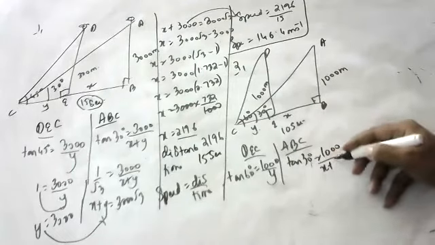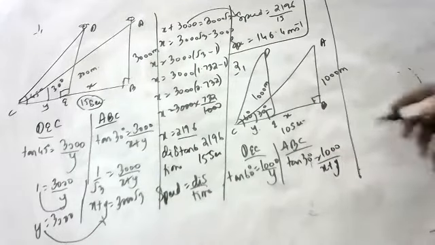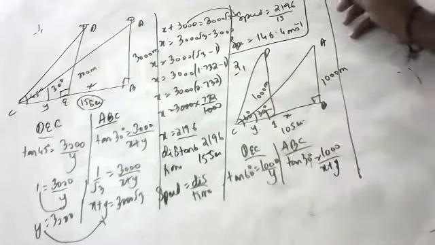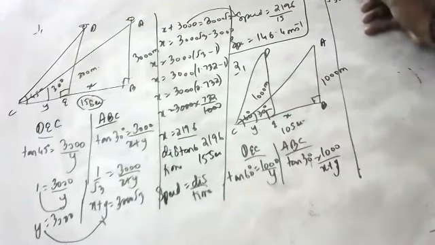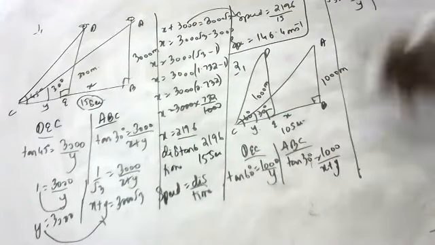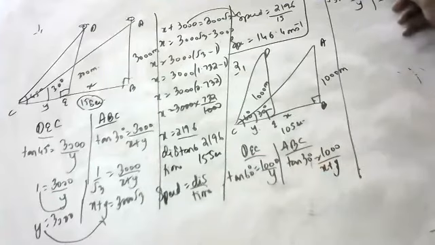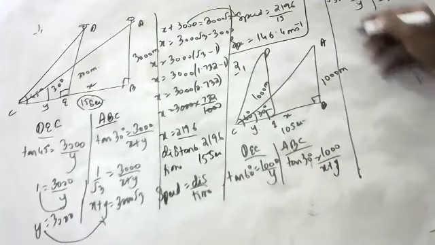Keep root 3 for tan 60, everyone. Root 3 is equal to 1000 by y. And 1 by root 3 is equal to 1000 by x plus y. Can you move both?